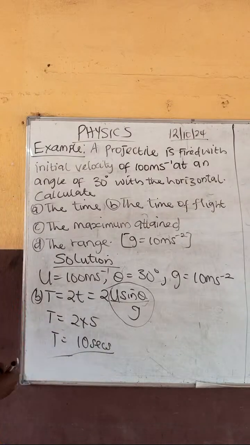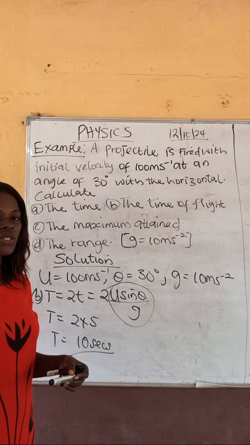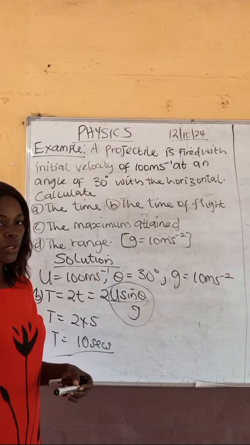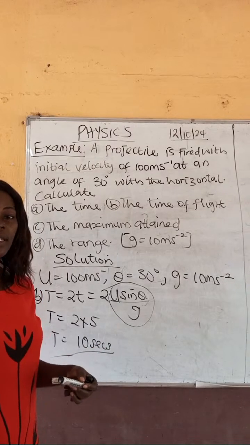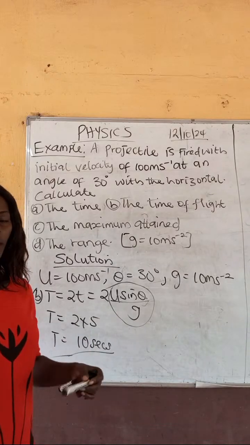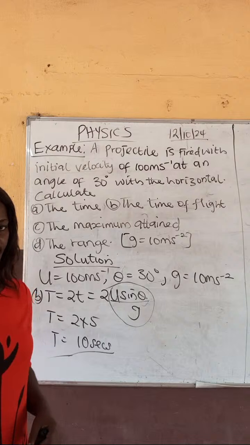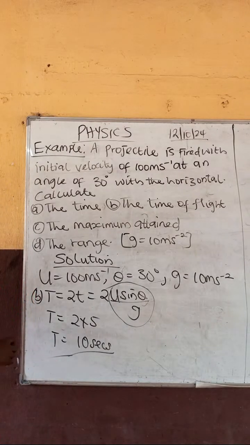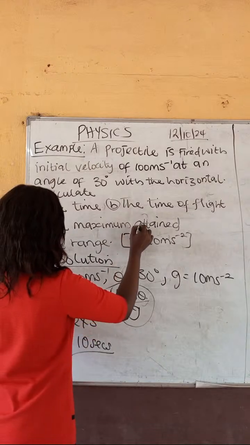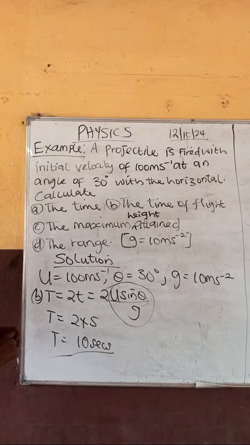10 seconds. Remember that the time of flight is twice the time to reach the maximum height. Now, if an object takes 2 seconds to get to the maximum height, it's going to take that same object 2 seconds to return to the ground. So if you add the 2 times together, that becomes the total time taken by this object. So once you have gotten the time to reach the maximum height, just multiply your answer by 2. You are going to get the total time of the object, which is the time of flight. Now the next on the line is the maximum height attained. That is the next question I'm going to solve now.